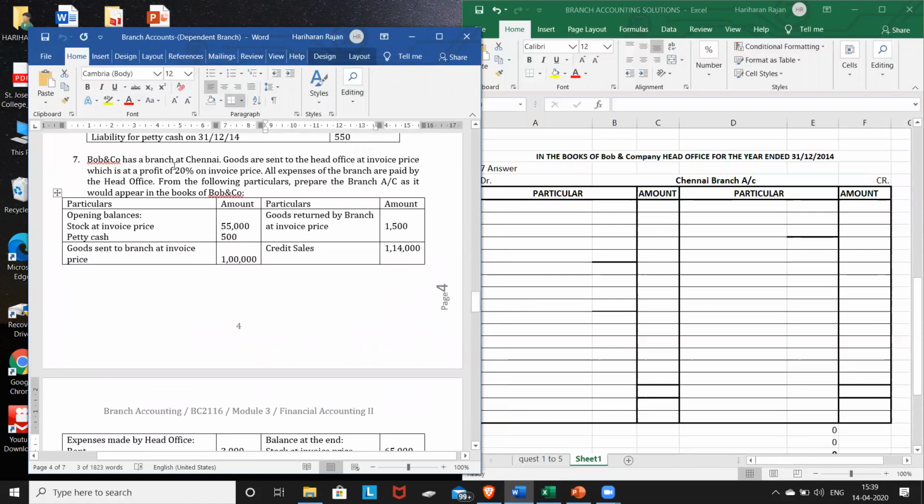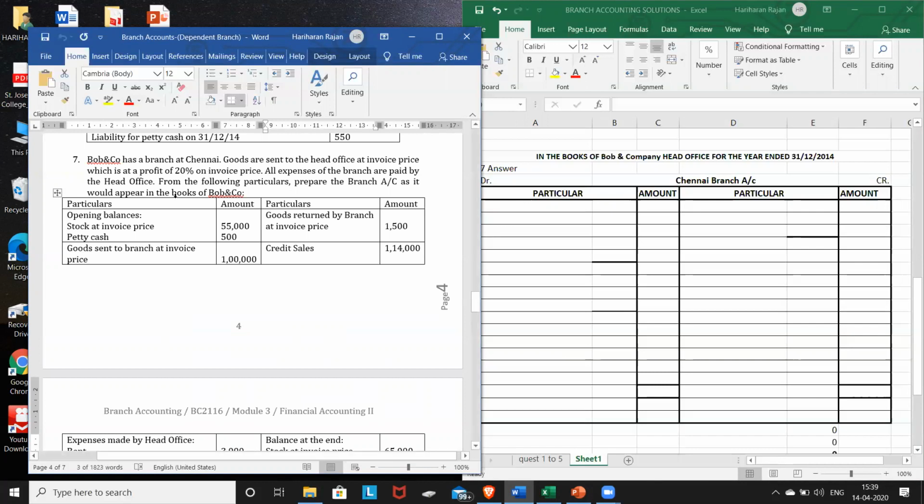Bob and Co has a branch at Chennai. Goods are sent to the branch at invoice price, which is at a profit of 20% on invoice price. Just now we discussed it is 20% on invoice price, that is, 20% is added on invoice price. All the expenses of the branch are paid by the head office. From the following particulars, prepare the branch account as it would appear in the books of Bob and Company, that is nothing but the head office.